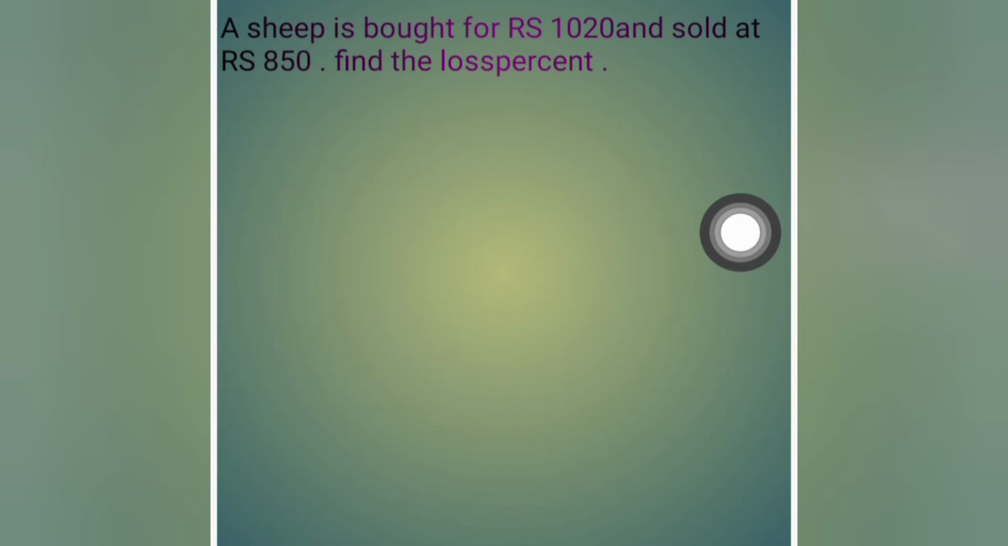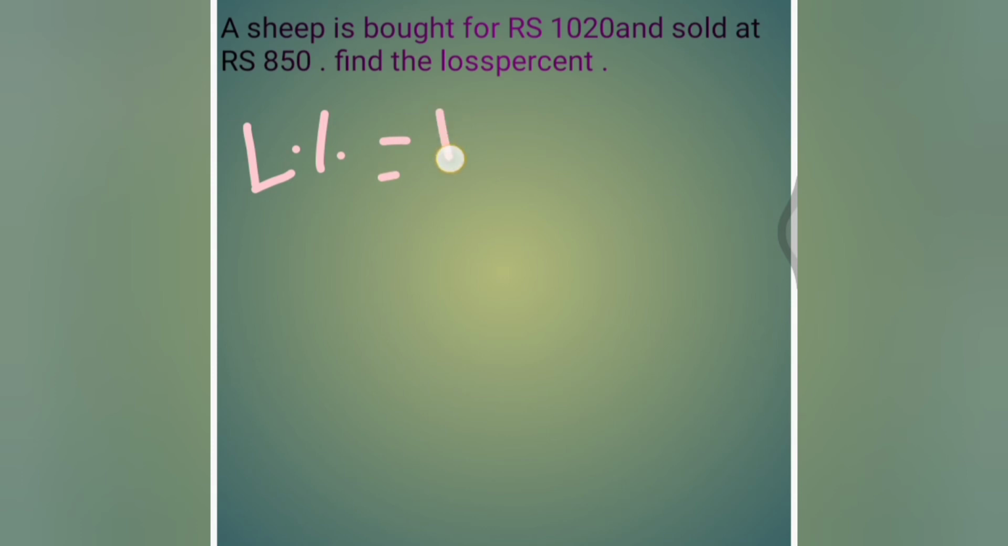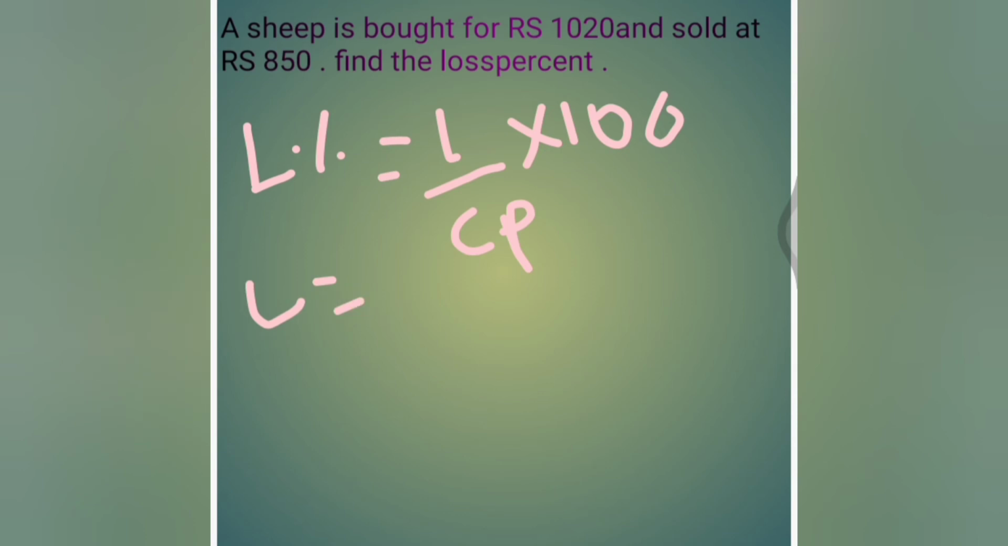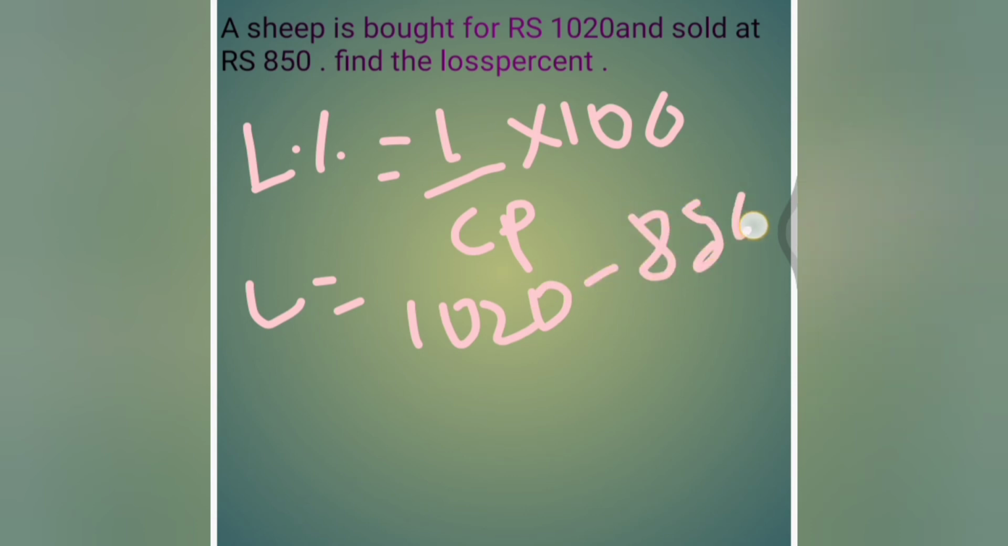The next problem, a sheep is bought for Rs 1020 and sold at Rs 850. Find the loss percentage. The formula of loss percentage is loss percentage equals loss by cost price into 100. Here loss equals 1020 minus 850. So I am getting 170.